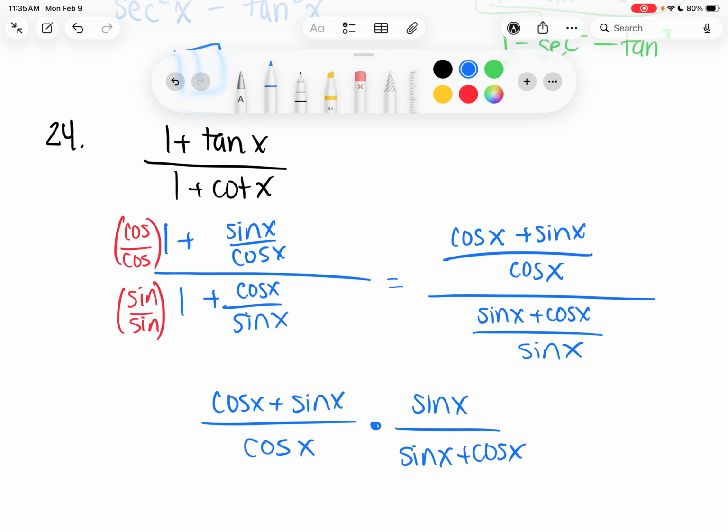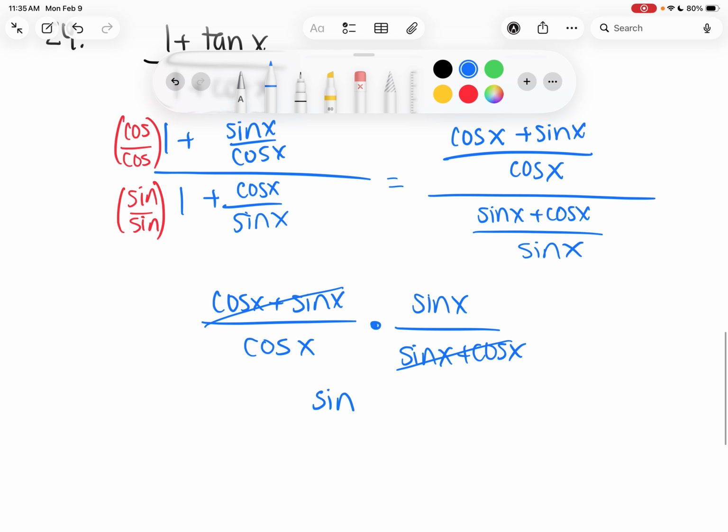Now, even though they're in a different order, I have cosine plus sine on top, and on the bottom I have sine plus cosine. They're being added, so no sign issues or whatever there. So these things cancel, and I have sine of x over cosine of x.